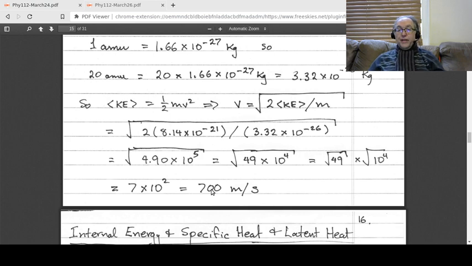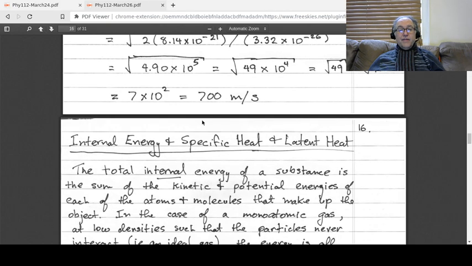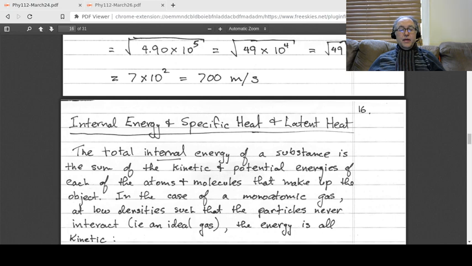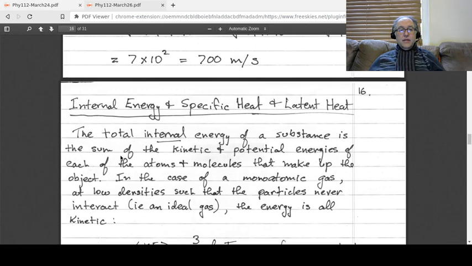So from knowing the temperature, you can actually calculate how fast the underlying atoms or molecules in the gas are moving. All right, that's enough for the ideal gas law. Next topic is internal energy, specific heats, and latent heats.